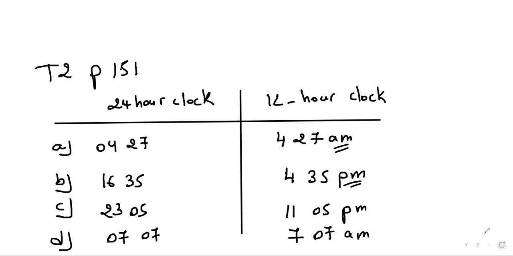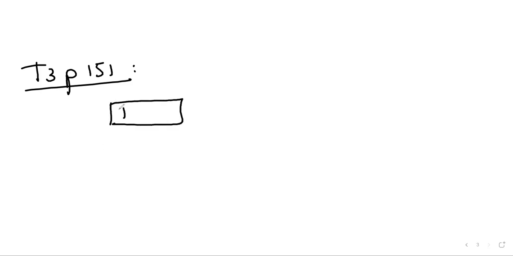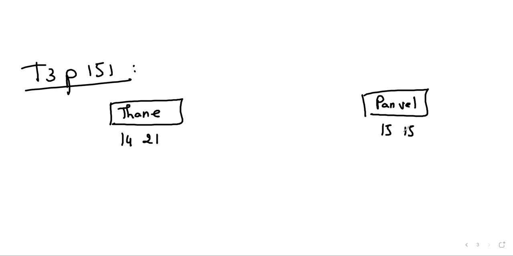Let's focus on task 3 now. Task 3, page 151. A train leaves a city at 14:21. This is the departure time, and they arrive at the other city, Panvel, at 15:15. The first question was to work out the time the journey takes.